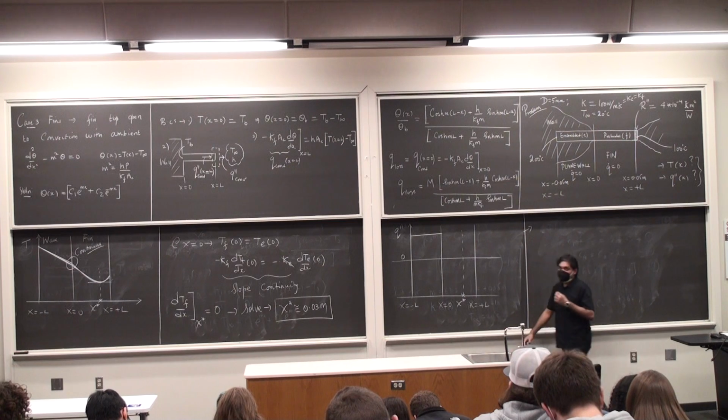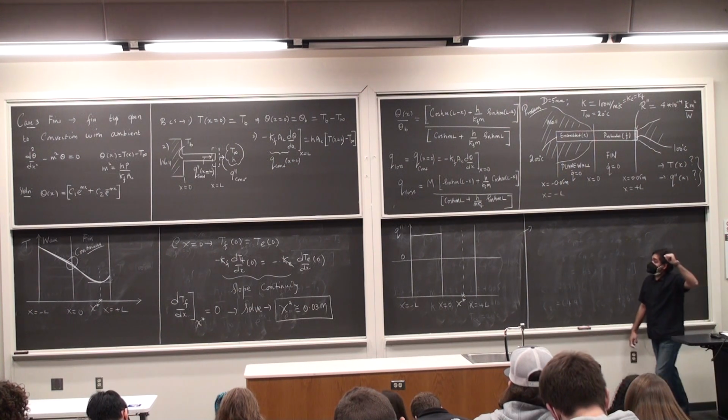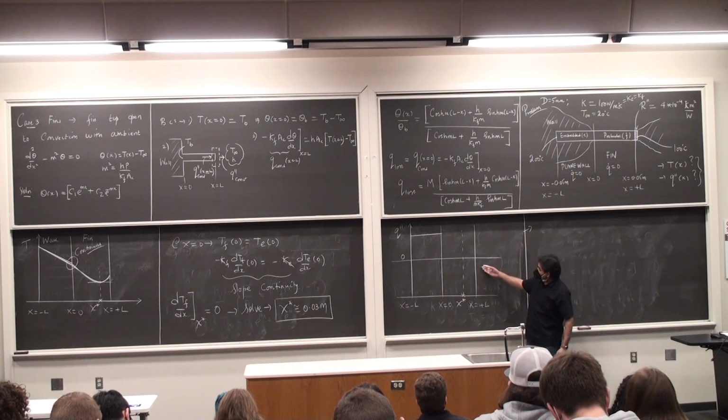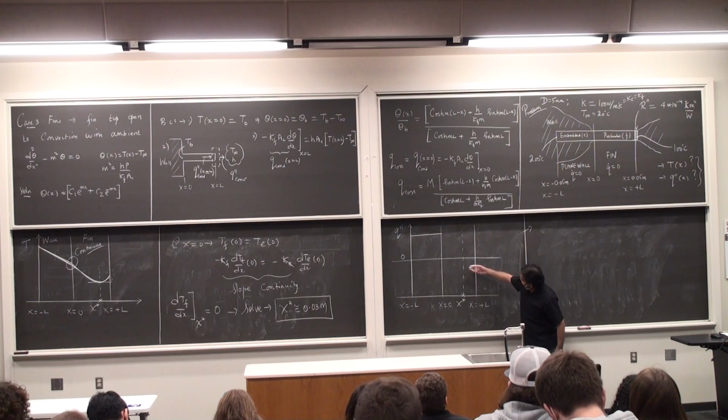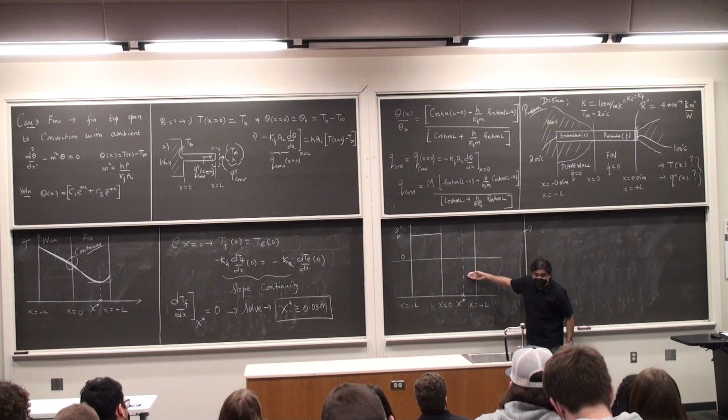At X star, what's going to happen? Yes, sir. Flux is going to cross from positive to negative, because it signifies that, okay, this surface is hotter than the fin, so there is the direction of heat transfer coming in this way. And so this is going to be negative flux.